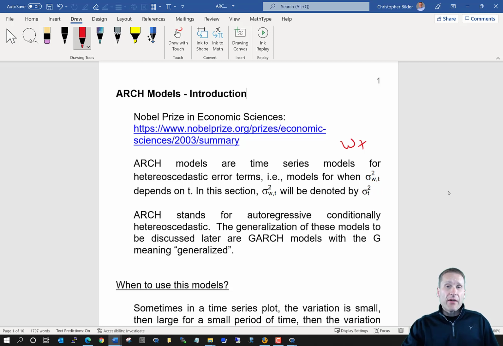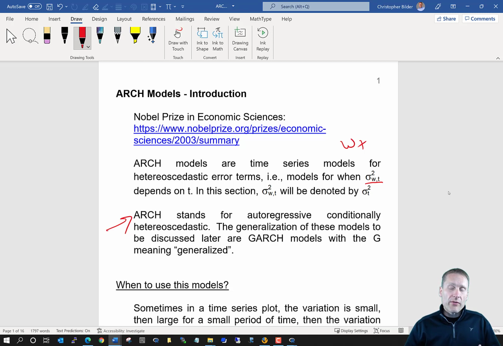However, if that variance is also dependent upon time, let's say we denote the variance now as sigma squared W sub t, then that says that we have non-stationarity in the variance. And ARCH models can help take that into account because it's going to actually model the variance directly as a function of time. Now, ARCH stands for autoregressive, conditionally heteroscedastic.